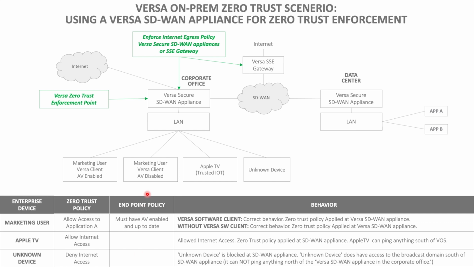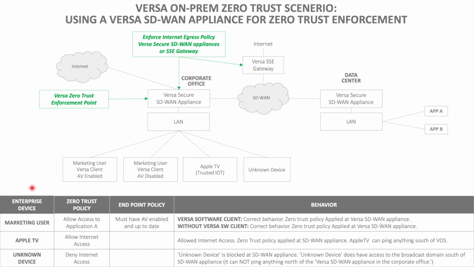So in this diagram, we have two sites. We have a corporate office with a Versa Secure SD-WAN appliance, some LAN infrastructure, and we're showing a couple sample clients. We then have a data center also with a Versa Secure SD-WAN appliance, some switch infrastructure, and then we're showing application A and application B in the data center. We're also showing a single Versa SSE gateway, and the SSE gateway is a way to enforce internet egress security policy and zero trust policy. So in this example, we're using the Versa device as a Versa Zero Trust enforcement point.